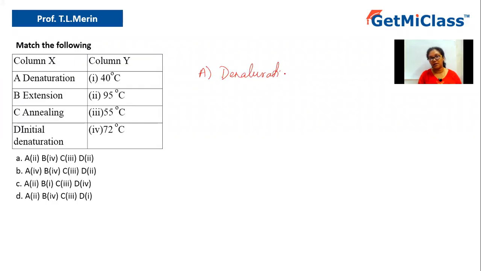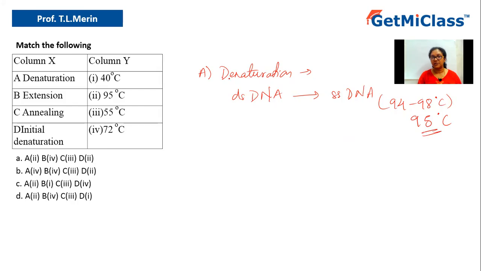So what do you mean by denaturation? Denaturation is a process by which the double-stranded DNA will get separated into single-stranded DNA. And usually this happens between the temperature 94 to 98 degrees Celsius. In some books, they have mentioned 96 to 98. So nothing to worry. If you have to talk about the optimum temperature, it will be 95 degrees Celsius. So that is what is denaturation. So the first one will match up with the second option.